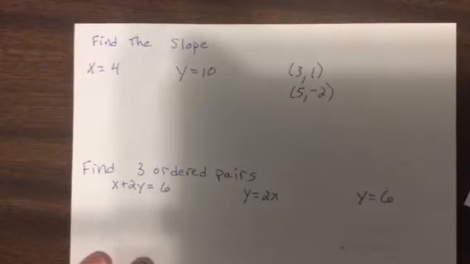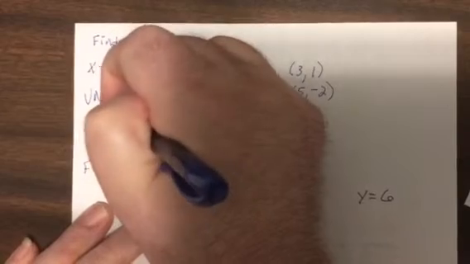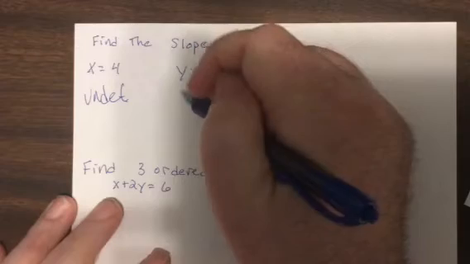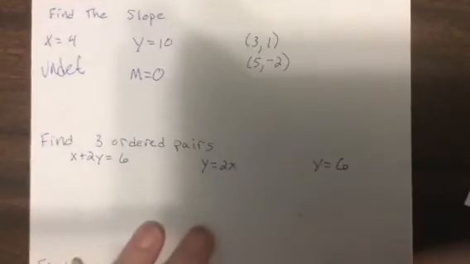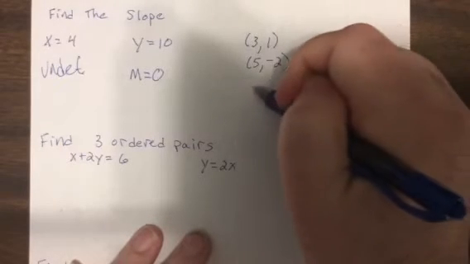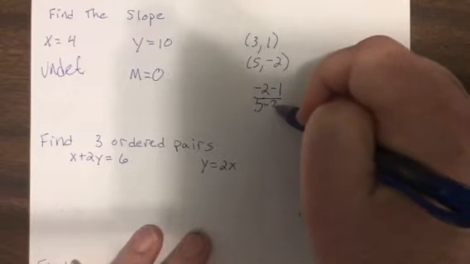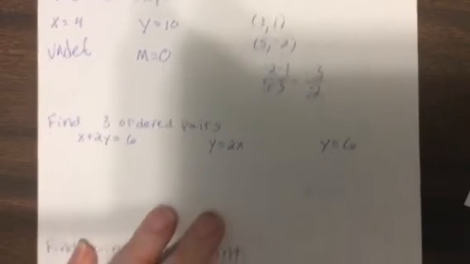Okay, let's flip it over. Now this should be a lot faster. Find the slope. x equals a number is a vertical line whose slope is always undefined. Zero. And then this one is changing y over changing x, so it'd be negative 3 over 2.